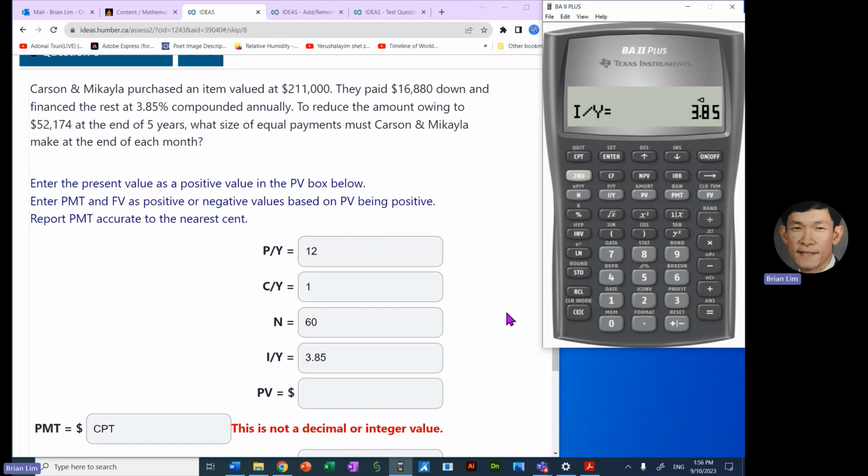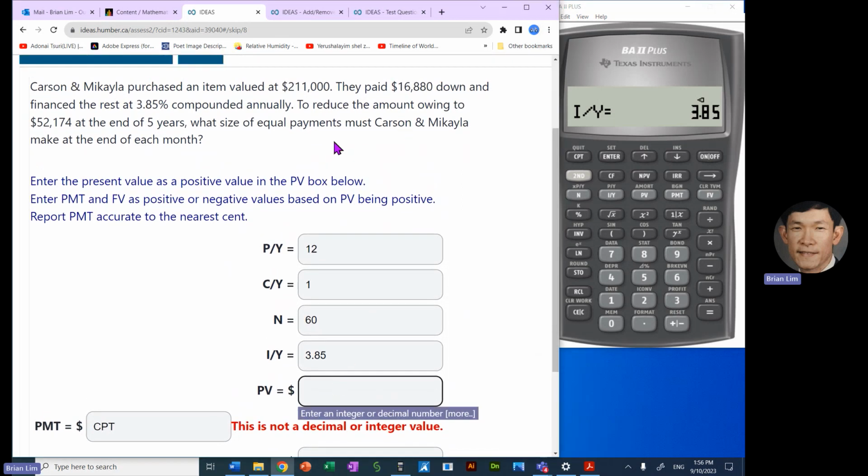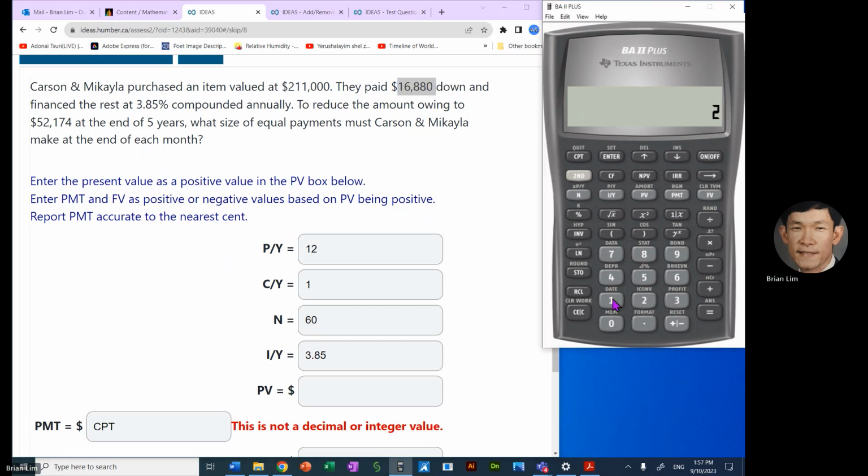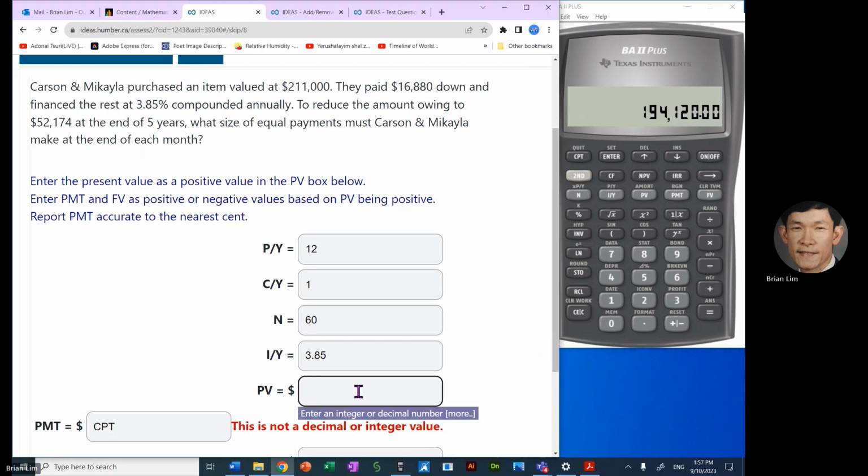And what else do we need? The present value. For the present value, we must take the value of the item to be purchased and subtract how much is paid, the down payment. So let us do just that. 211,000, then we subtract 16,880. That gives us the amount of money that's been borrowed, 194,120.00.